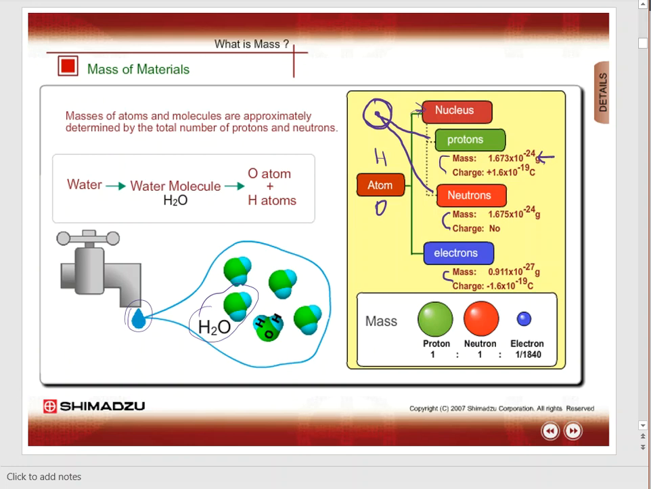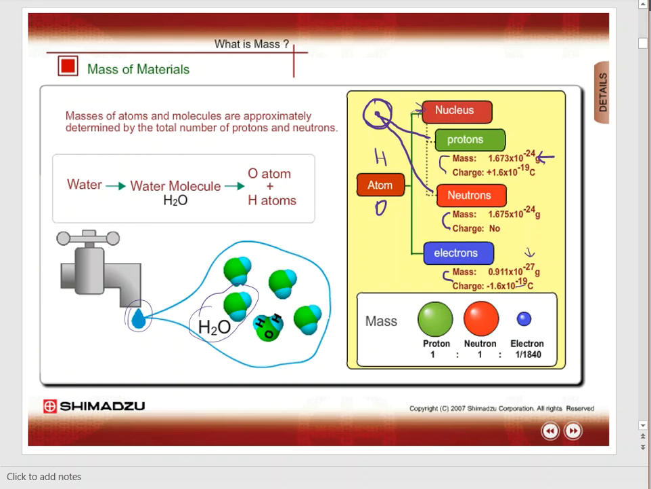Electrons, they have a mass. It's not 0. It's smaller than the proton and neutron in comparison, but it's not 0. This is 0.91 times 10 to the negative 27th. That's a super small number. There's 26 zeros in front of that. And then the charge is a negative 1.6 times 10 to the negative 19th. So it is negative. But again, they do that as an easy way to put things in perspective.